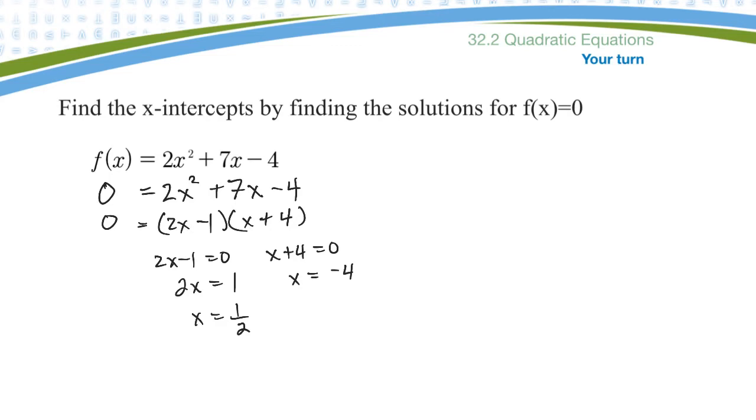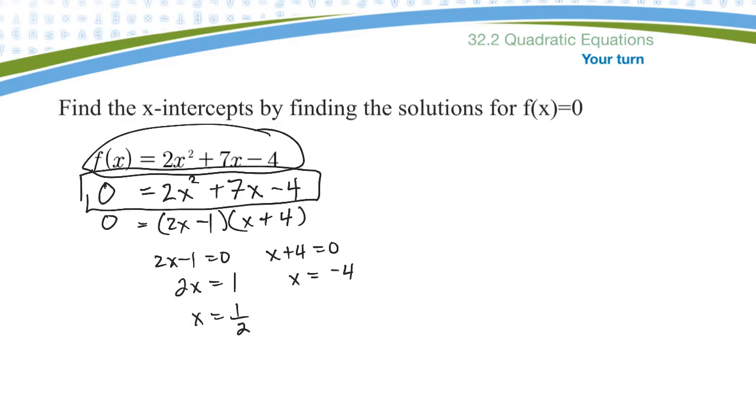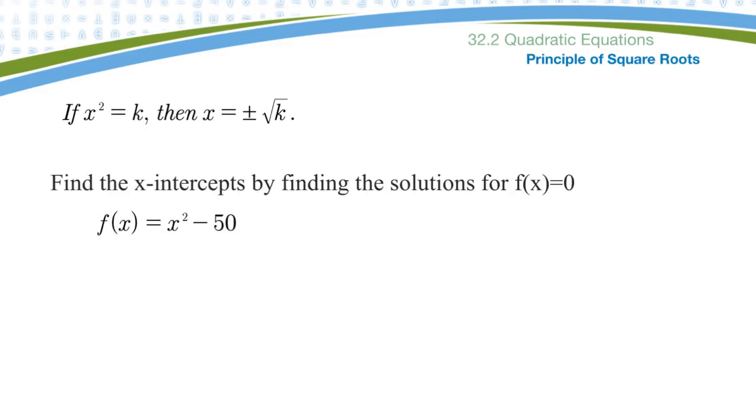So the x-intercepts of this function, the place where it crosses the x-axis, are the solutions to this quadratic equation. And to solve that equation, we factored it, and then we used the principle of zero products to give us what the two answers for that would be. So that's one way of solving a quadratic equation. Another way is by using something called the principle of square roots. We'll see an application of this in a couple more slides later.